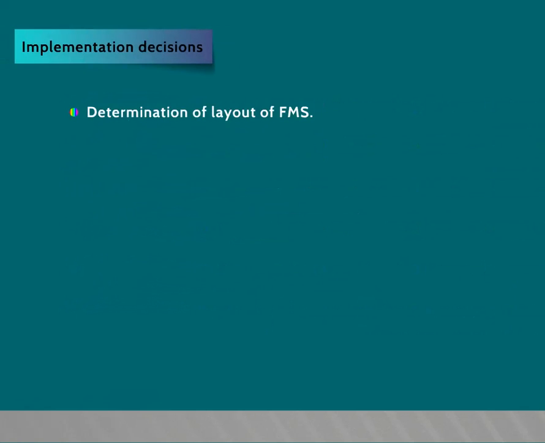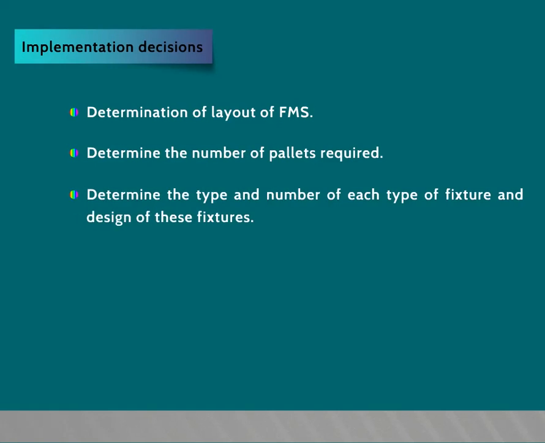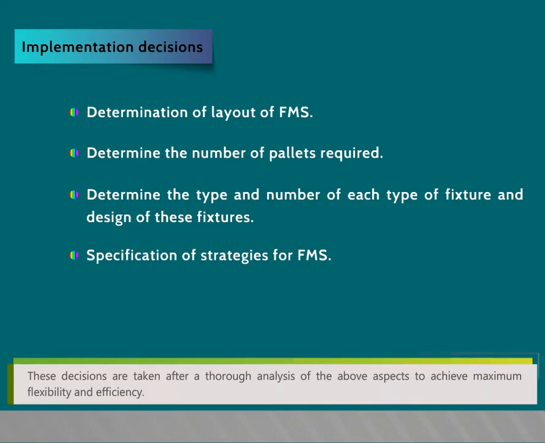Implementation decisions: determination of layout of FMS, determine the number of pallets required, determine the type and number of each type of fixture and design of these fixtures. Specification of strategies for FMS. These decisions are taken after a thorough analysis of the above aspects to achieve maximum flexibility and efficiency.